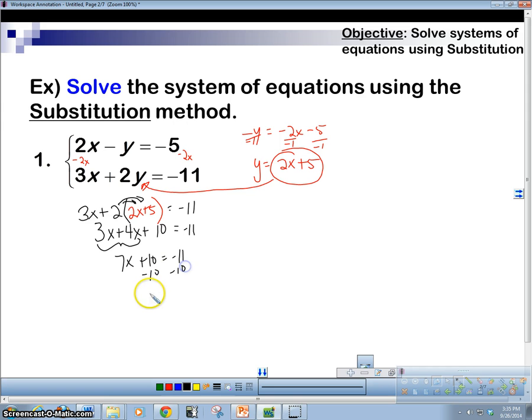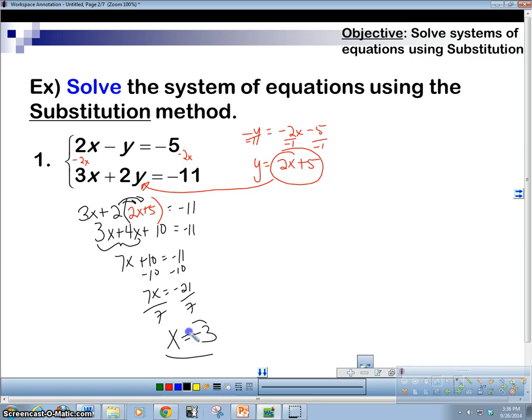Subtract 10, and then divide by 7. And we get x equals negative 3. X equals negative 3. I'm a poet and didn't know it.